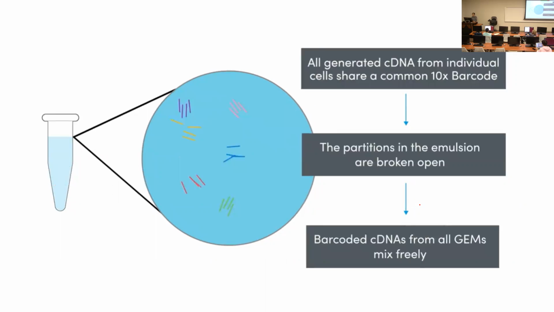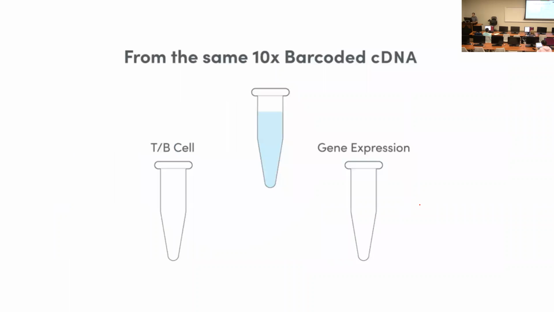Now, the next step is that the partition, the emulsion, is broken open, and then you mix them freely. But because they still have a 10x barcode, you can still track down which cell they come from. And then you amplify this material, get enough cDNA amplification, and it's ready to be split for separate analysis.